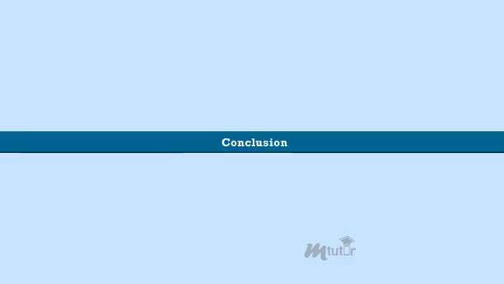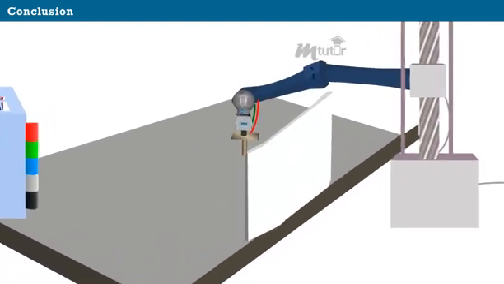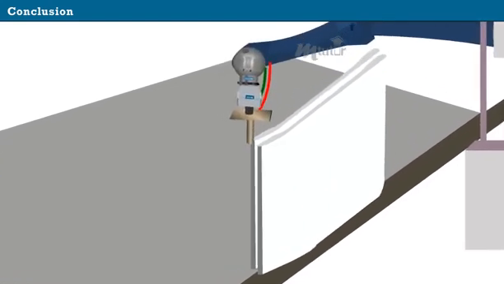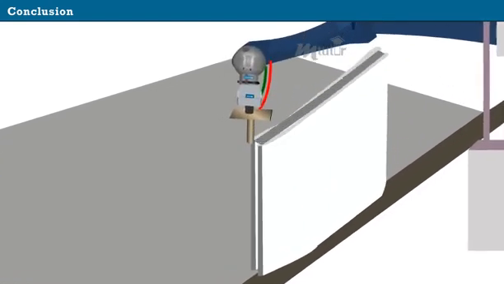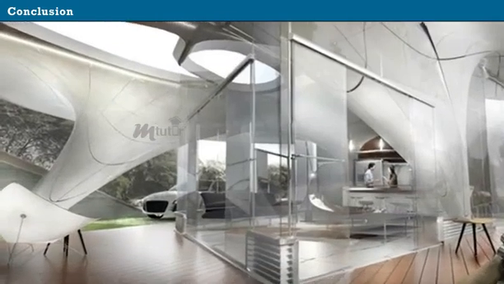Conclusion. Thus, we can conclude that if 3D printing is an option for constructing homes and offices, we can eradicate the practical difficulty, that is, formation of complex shapes and curvatures that arise in traditional construction.